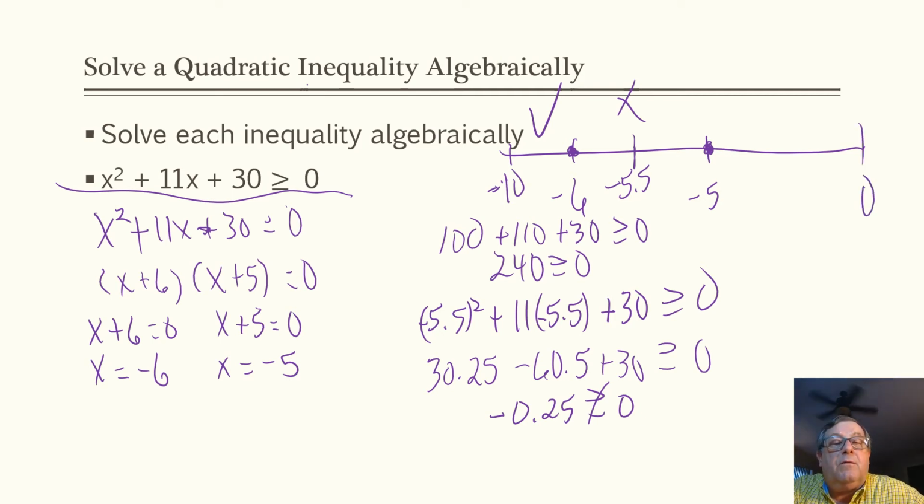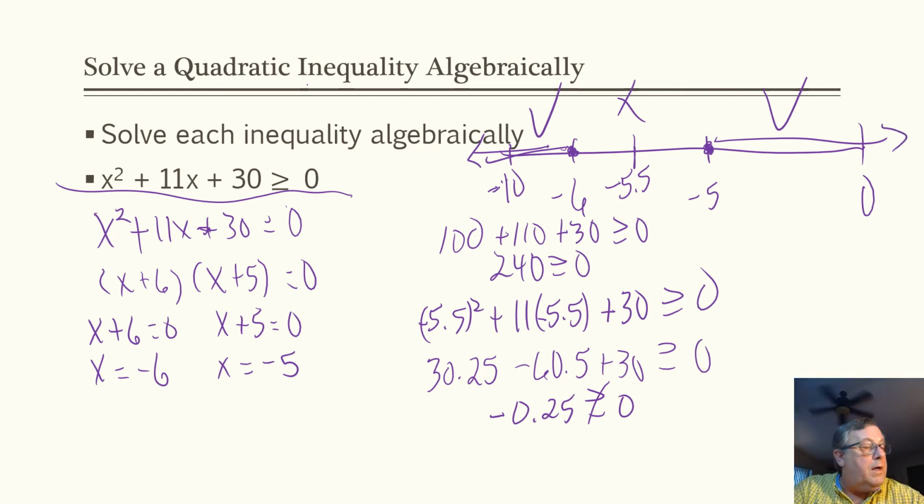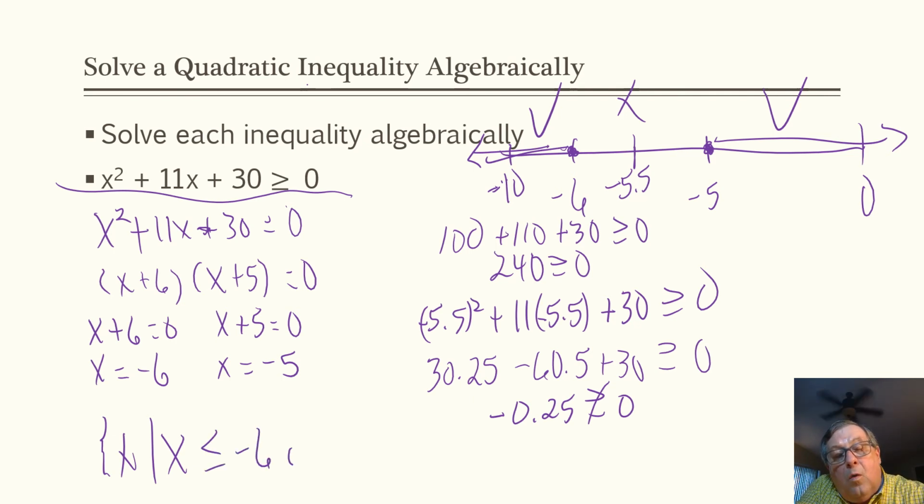So 0 squared is 0. 11 times 0 is 0. We got 0 plus 0 plus 30. Is 30 greater than or equal to 0? Yes. So this interval passes right here. So our solution set is anything less than negative 6 and anything greater than negative 5. And then we can write our solution set in set builder notation, x such that x is less than or equal to negative 6, or x is greater than or equal to negative 5.